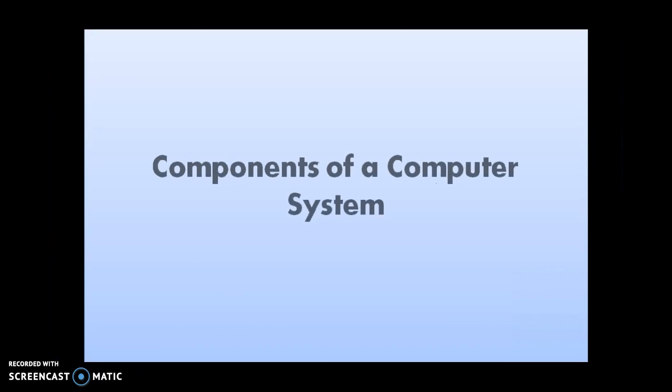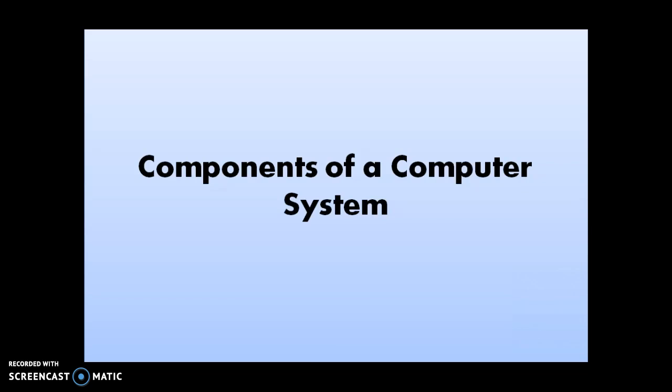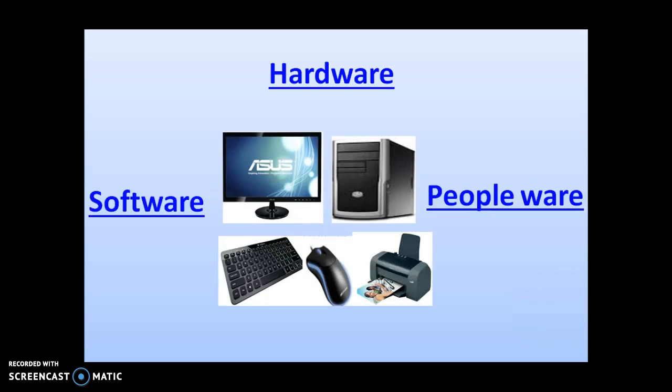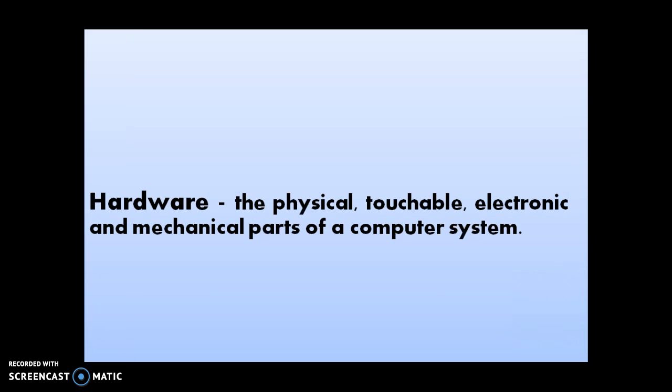My objective in this video is to discuss the components of the computer system. Components of a computer system: we have the hardware, the software, and the peopleware. The first thing we have to discuss is the hardware. So what is hardware? The hardware is the physical, touchable, electronic, and mechanical parts of a computer system.